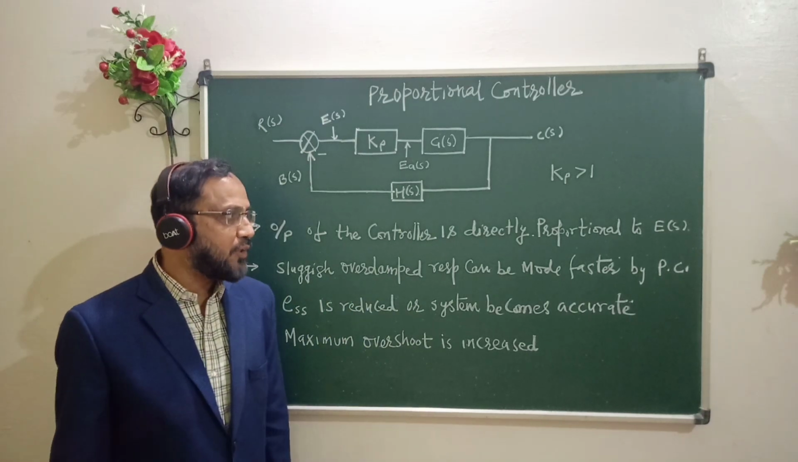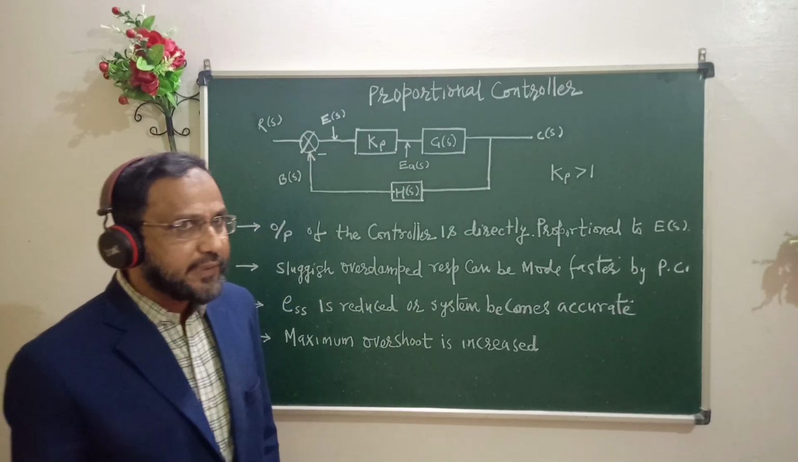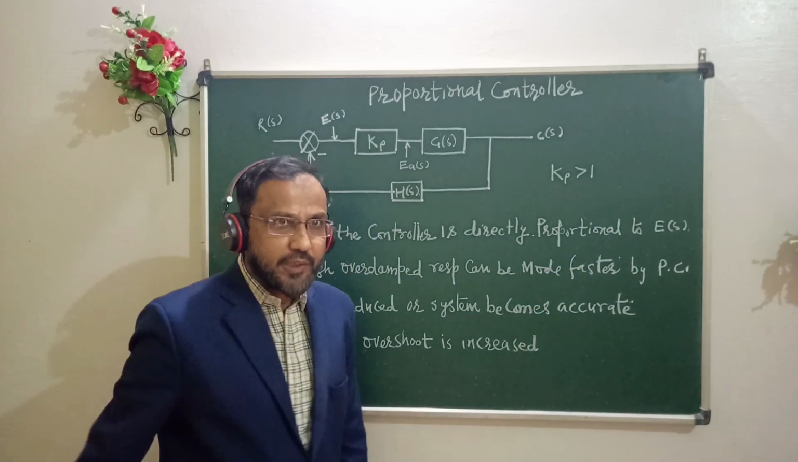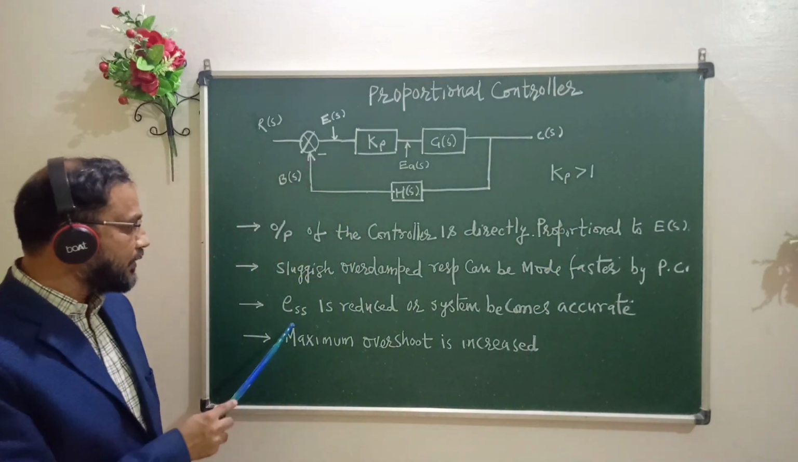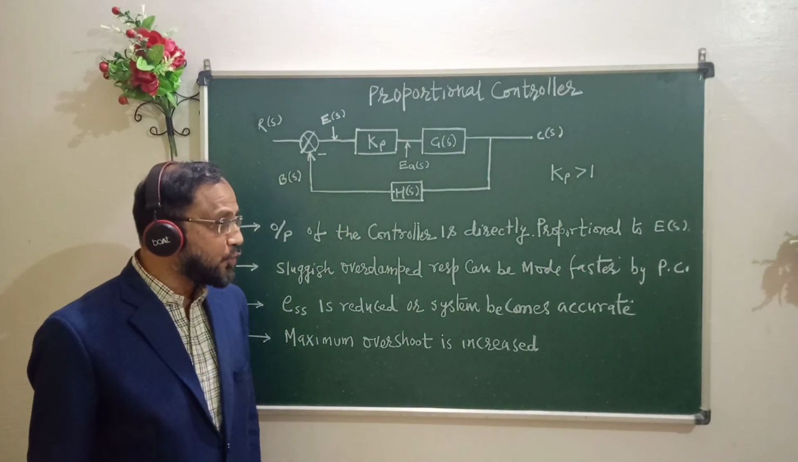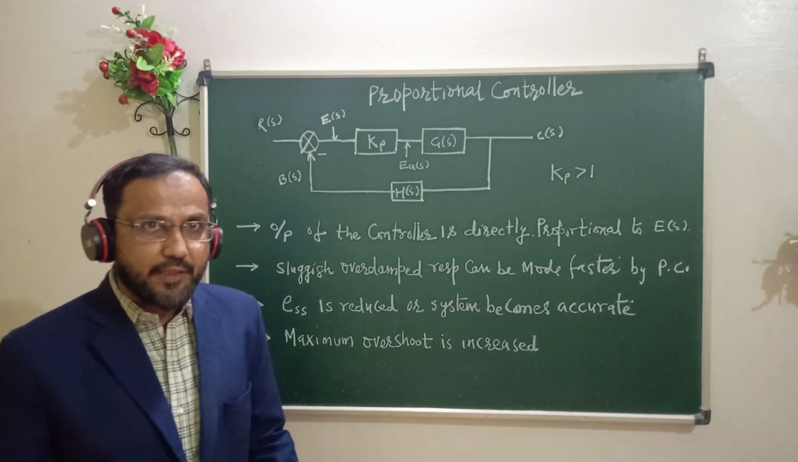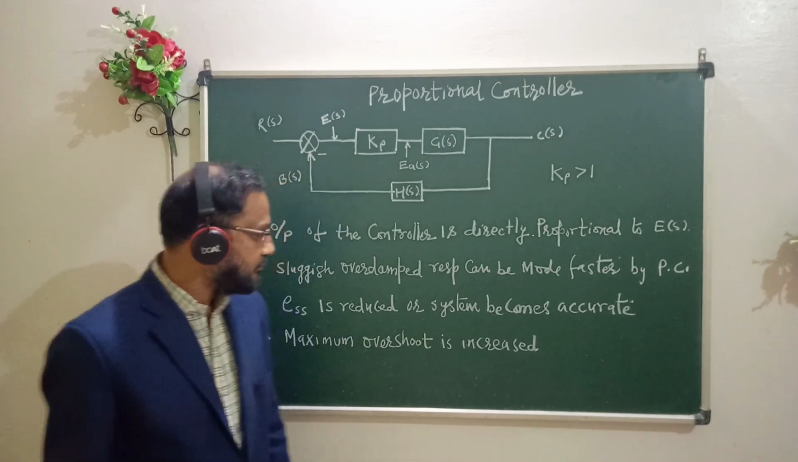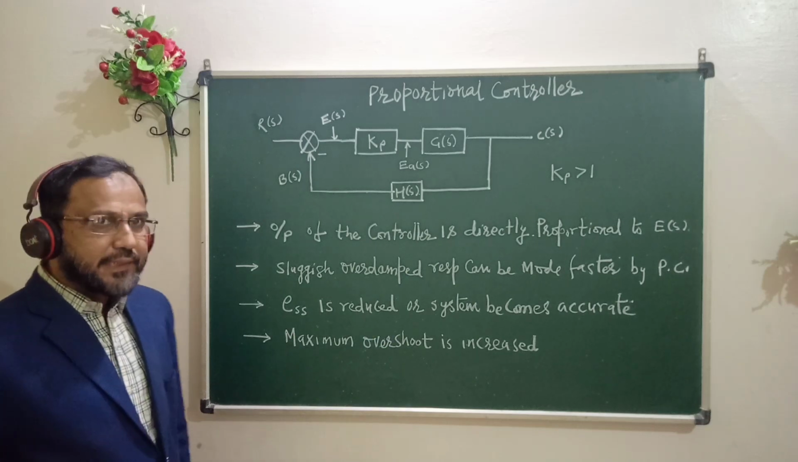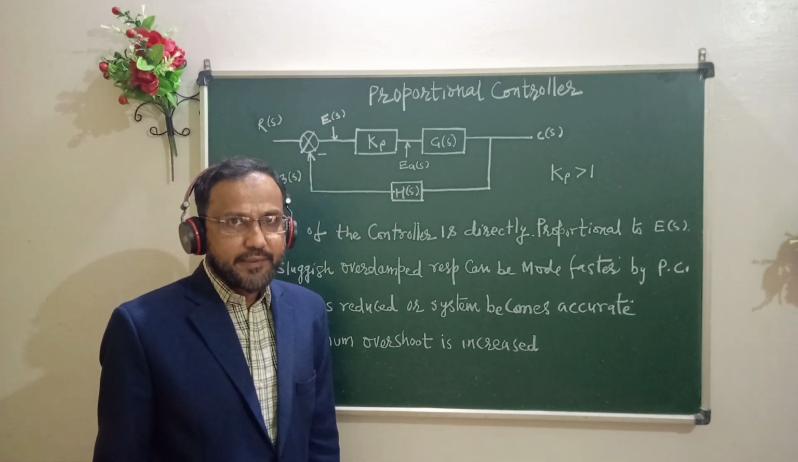Sluggish overdamped response can be made faster by using proportional controller. Steady state error is reduced or system becomes accurate. Maximum overshoot is increased.